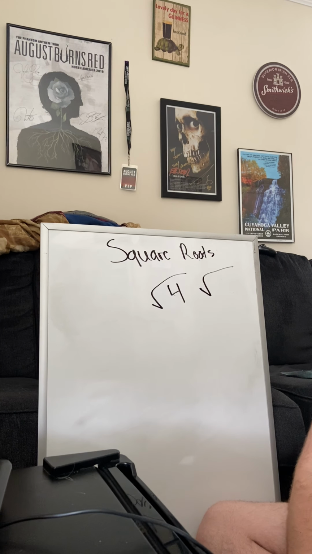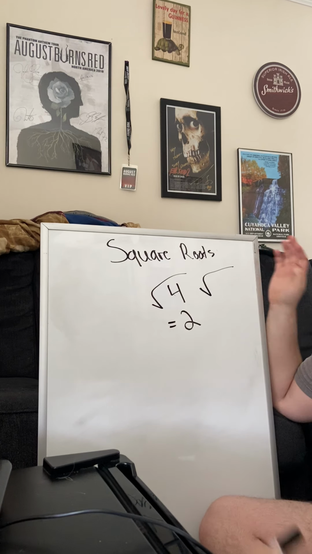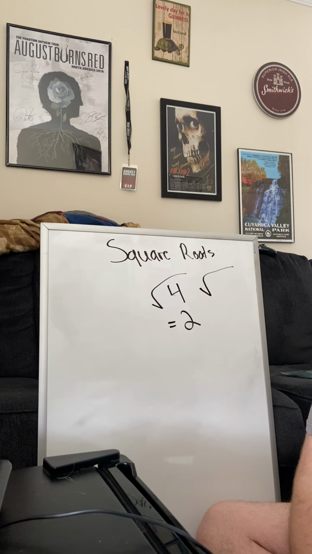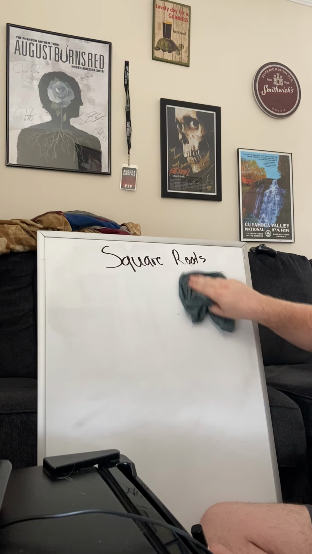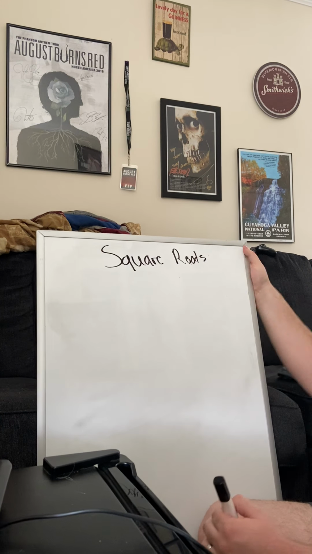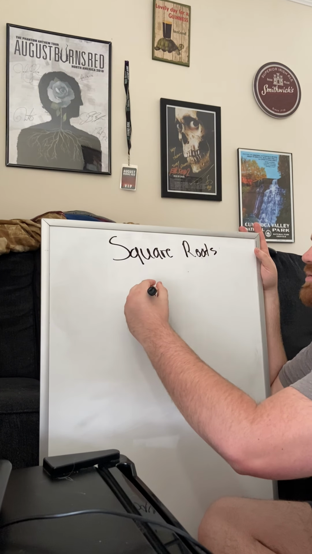Now you've got to ask yourself, what number times itself gives me 4? If you know your times tables, you know that answer is 2. So the square root of 4 is 2. It's an easy one, right? But let's make it a little harder. Let's say I want to find the square root of 64. Bigger number. So I know my symbol, right?